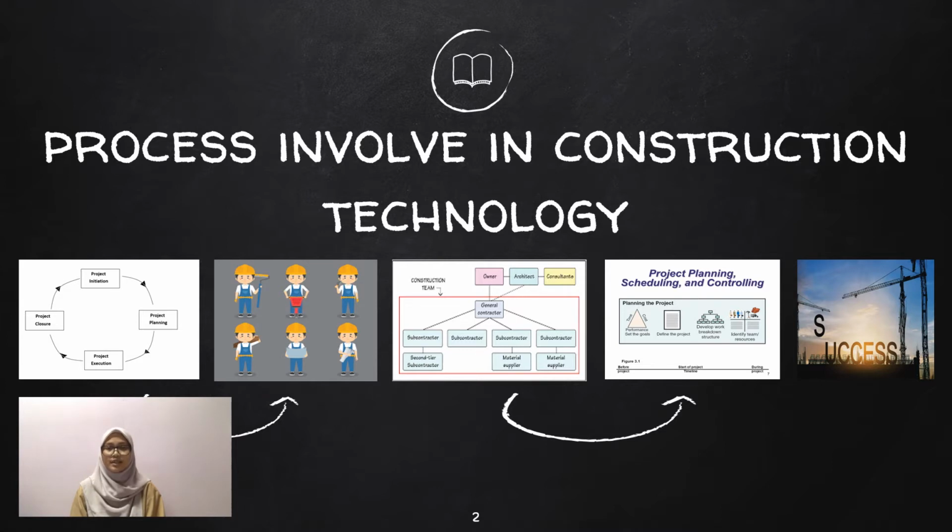This slide shows the processes involved in construction technology. Five processes involved in construction technology: project life cycle, activities involved during construction, key players, project planning and controlling, and a successful construction.